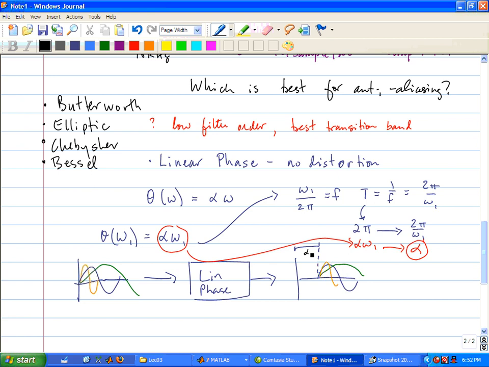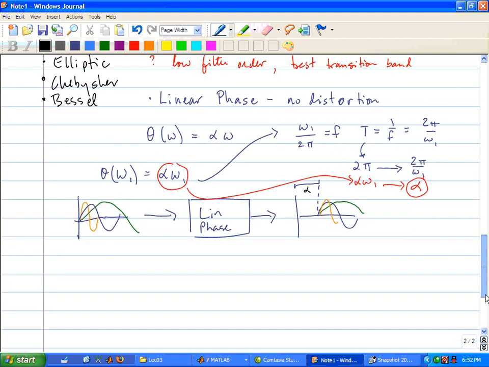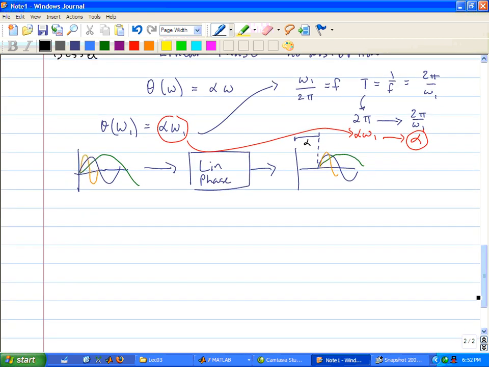And that's the beauty of a linear shift. All the frequencies get shifted by the same amount of time. So what happens is we use this buzzword of no distortion, right? So a typical application of this is some signals that I was working with.